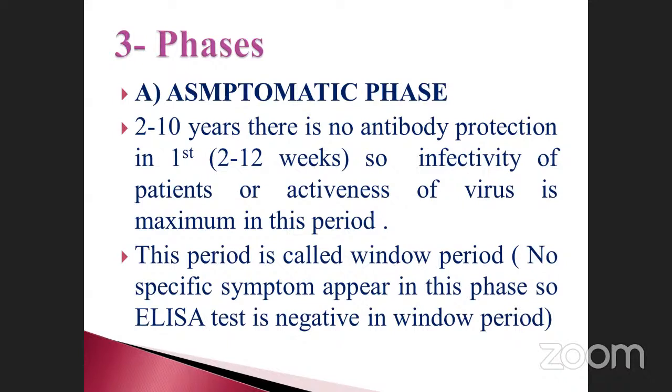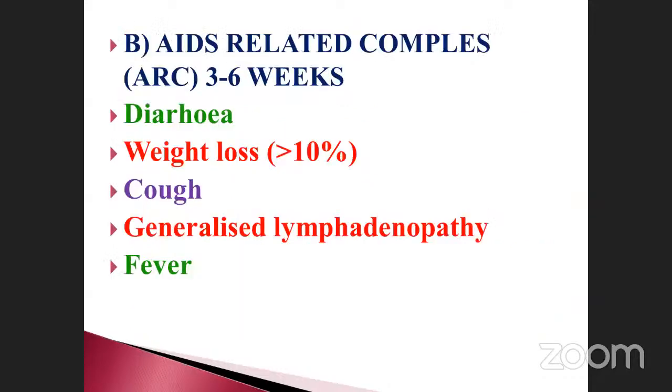Sometimes they may ask the question: window period, how many weeks or how many years? No specific symptom appears in the patient, so the ELISA test is negative. Once again, repeat for an HIV person: the ELISA test is negative in that condition, the window period. Note it down. They may ask how many days, weeks, or years the window period is, or in which period the ELISA test will be negative. You just understand this is the thing.